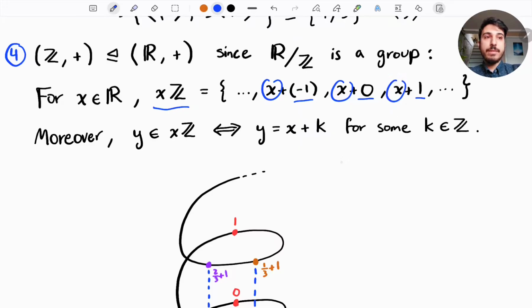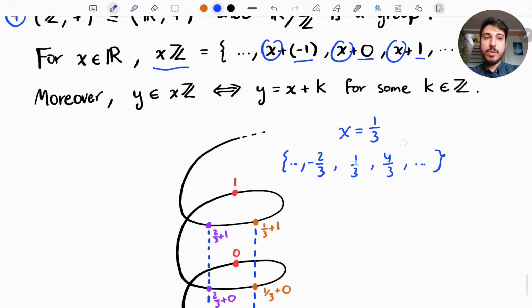So for example, if x is 1 over 3, then you're going to have 1 over 3, and then you're going to have 4 over 3, and you're going to have minus 2 over 3, and so on. That's going to be your coset.